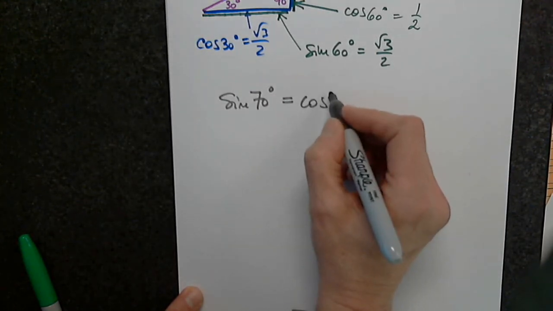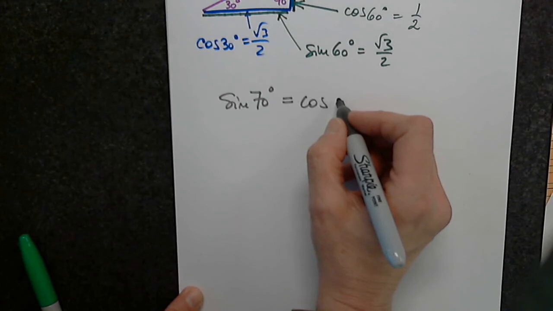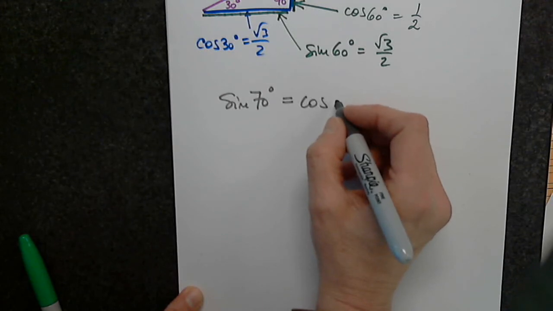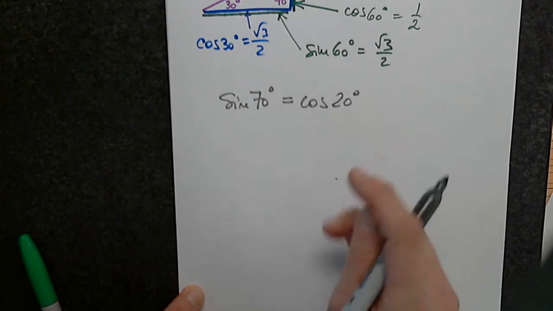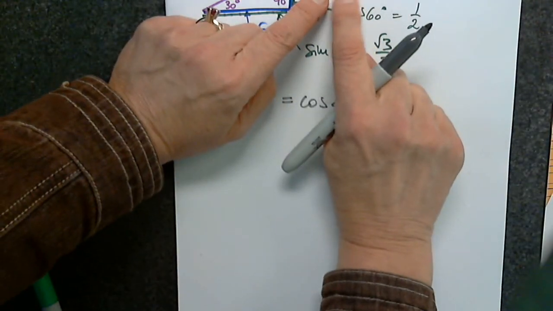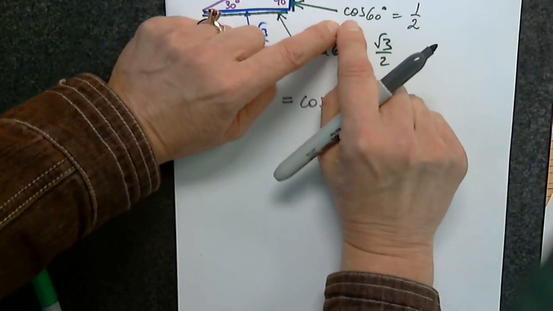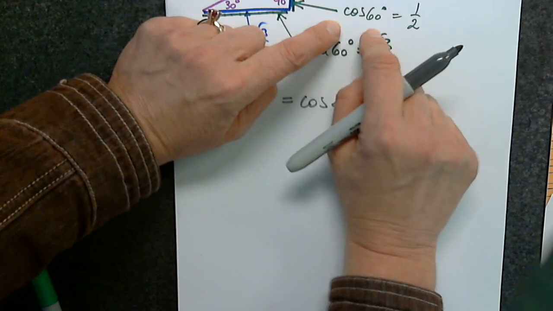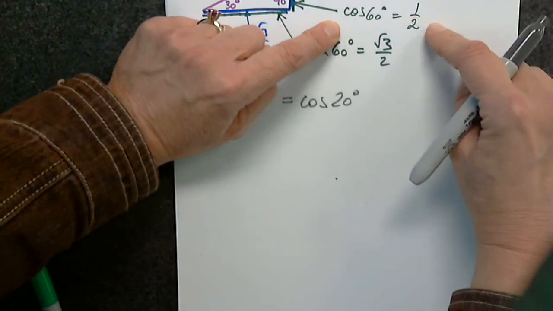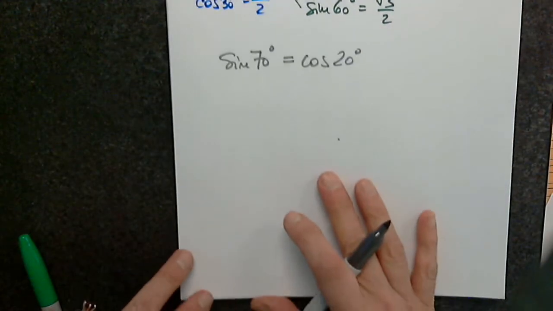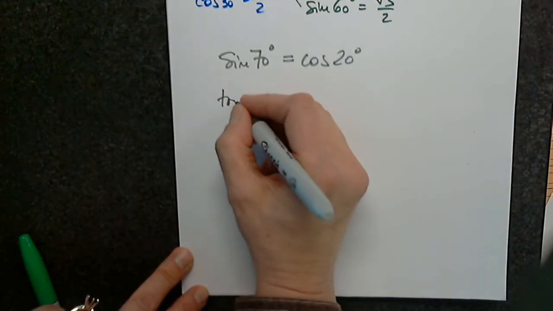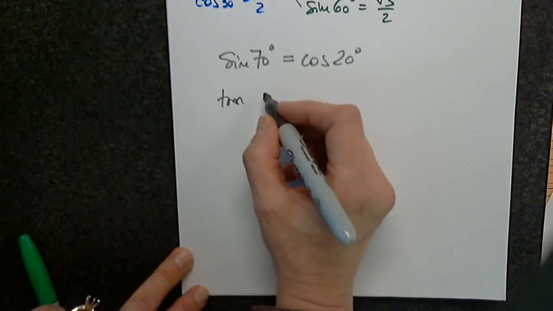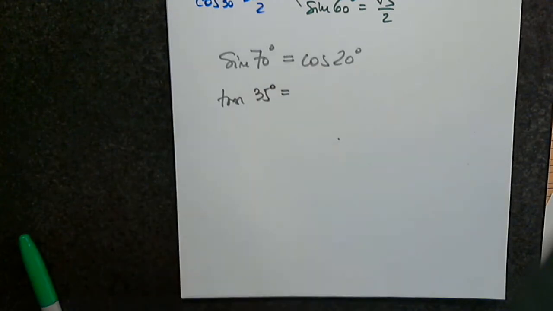Yes, cosine of? Awesome. Exactly. Because sine 30 equals cosine 60. It's the same measure. Very good. Now I'm going to say tangent 35 degrees.